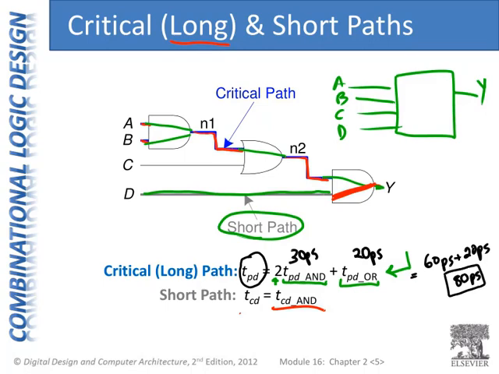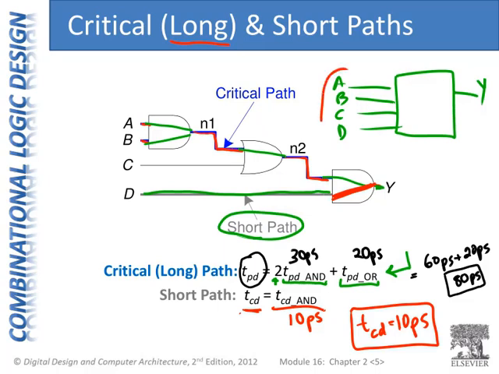For our short path, we then take the minimum delay of our AND gate, TCD AND, and let's suppose that minimum delay is 10 picoseconds. So then the minimum delay of our circuit overall, TCD, is just equal to 10 picoseconds. When I look at this overall circuit, I'm guaranteed that the earliest time that the output will change, given an input change, would be 10 picoseconds later. And the maximum delay between an input changing and the output changing is then 80 picoseconds. So now I have a timing specification for this circuit as well.